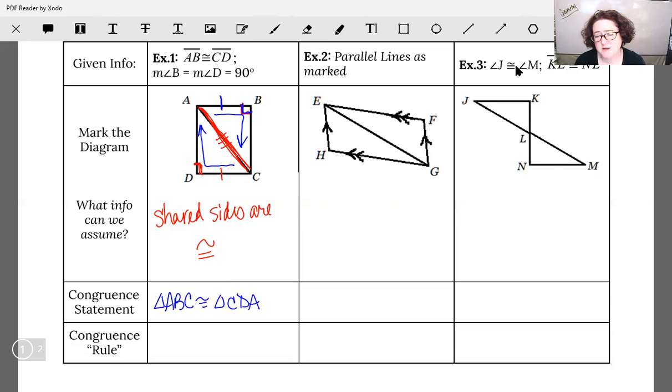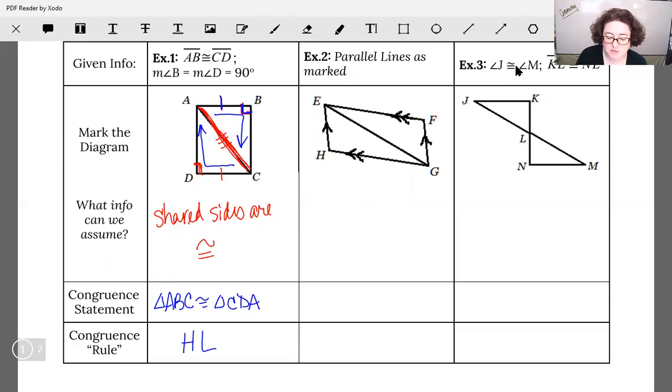And so the last piece on here is, which of the rules could we use? Well, what kind of triangle do we have? Both of our triangles are right triangles. So as soon as I see that, I consider my HL rule. Do I have a hypotenuse marked? Well, sure. We have side AC or side CA, depending on which perspective we're taking. Do we have a leg marked? Yes, we have side AB and CD marked as congruent, and we have the right angle that we need for hypotenuse leg. So our congruence rule, we could use HL on this one.